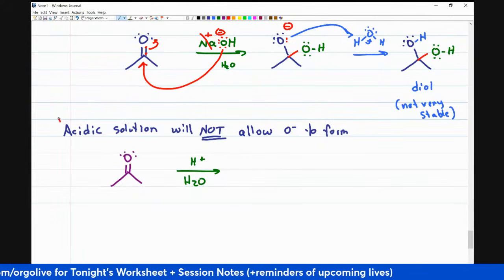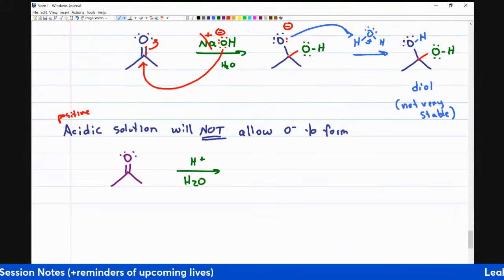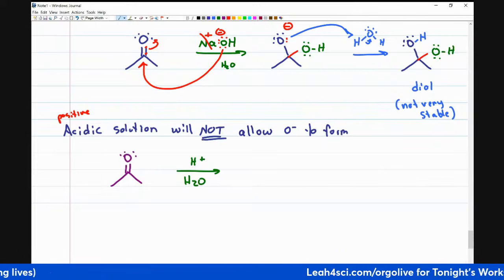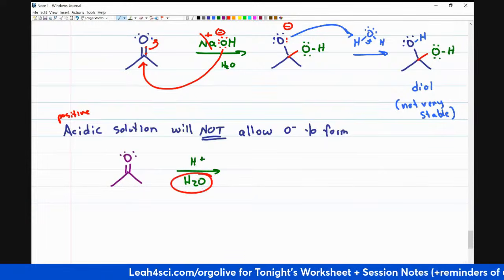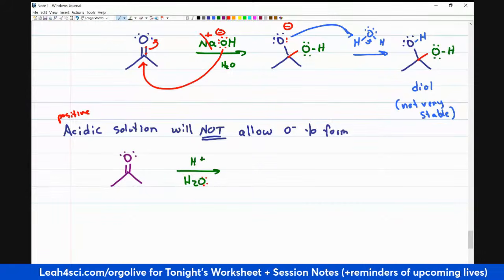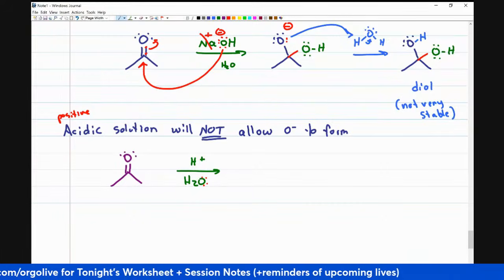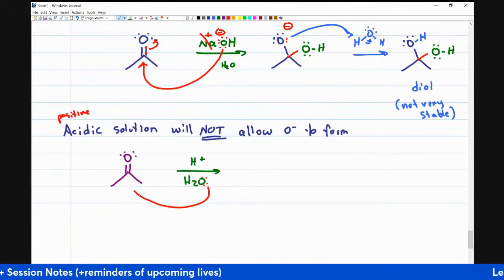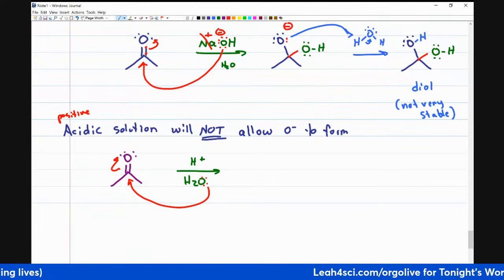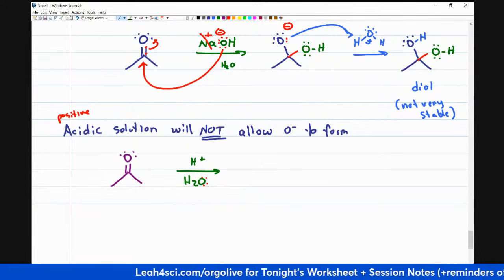An acidic solution is a positive solution. Therefore, the most negative thing in a positive solution is what? What is my nucleophile here? It's water. Water has the two lone pairs. That is very reactive in this situation. But if I attack and kick up these electrons, that forms an O minus. And I absolutely cannot form an O minus.